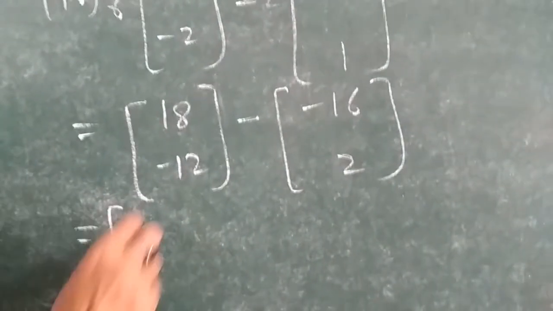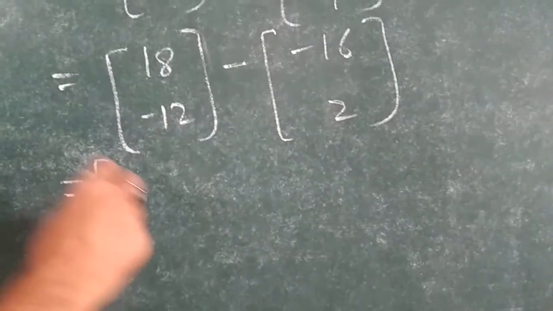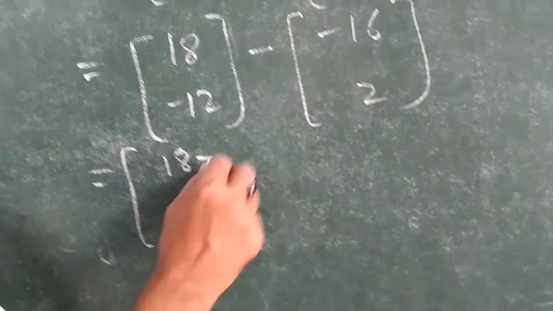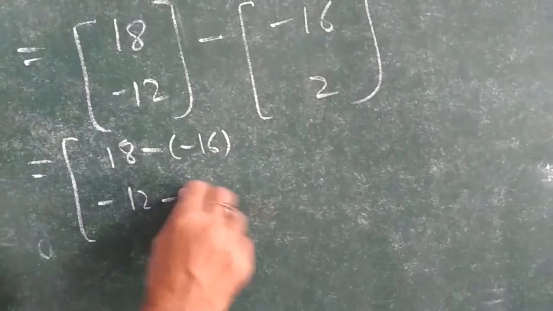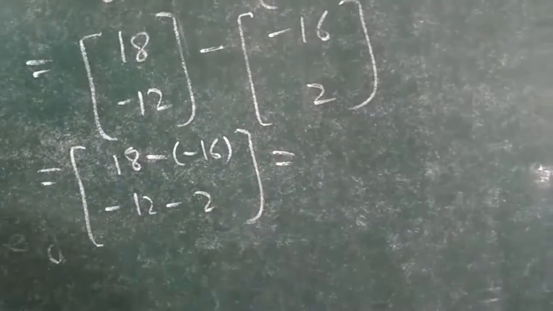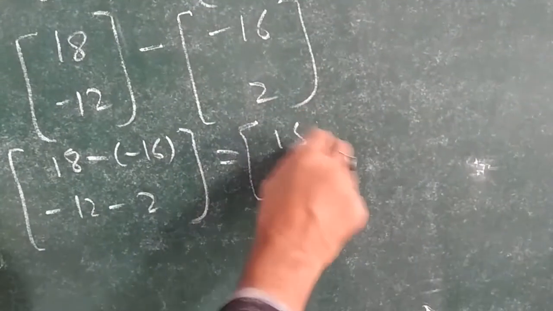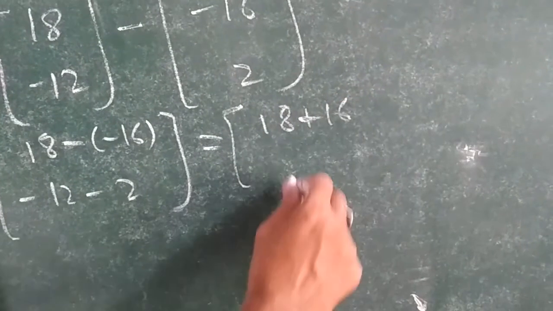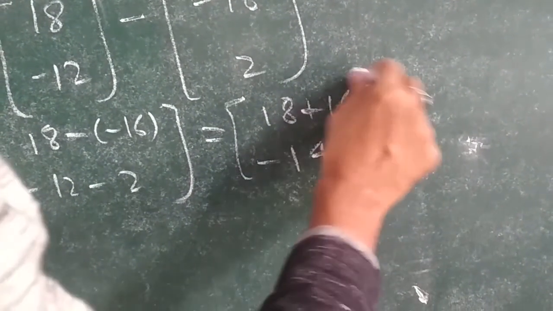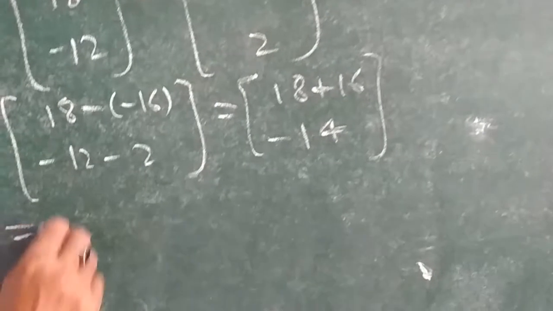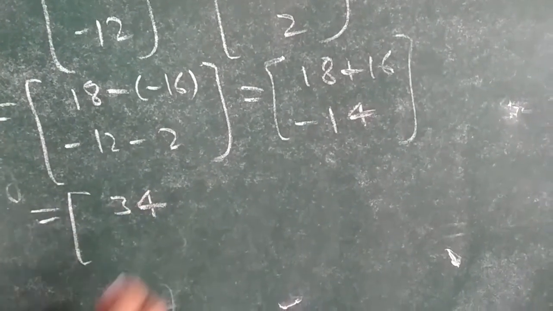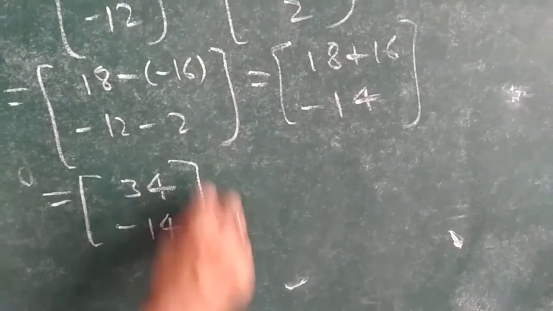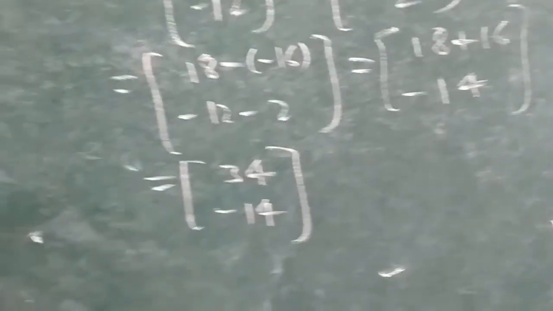Now write them in one matrix: [18 minus -16, -12 minus 2]. So it is equal to 18 plus 16, and -12 minus 2 is -14. The final answer is [34, -14]. So this is the final answer. In this way you can solve question number 1.